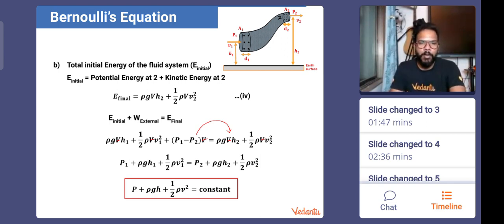So basically what Bernoulli's theorem or Bernoulli's equation tells us is that the value of pressure at a given point plus rho g h at that point plus half rho v square at that point will be equal to the pressure plus rho g h plus half rho v square at some other point also.